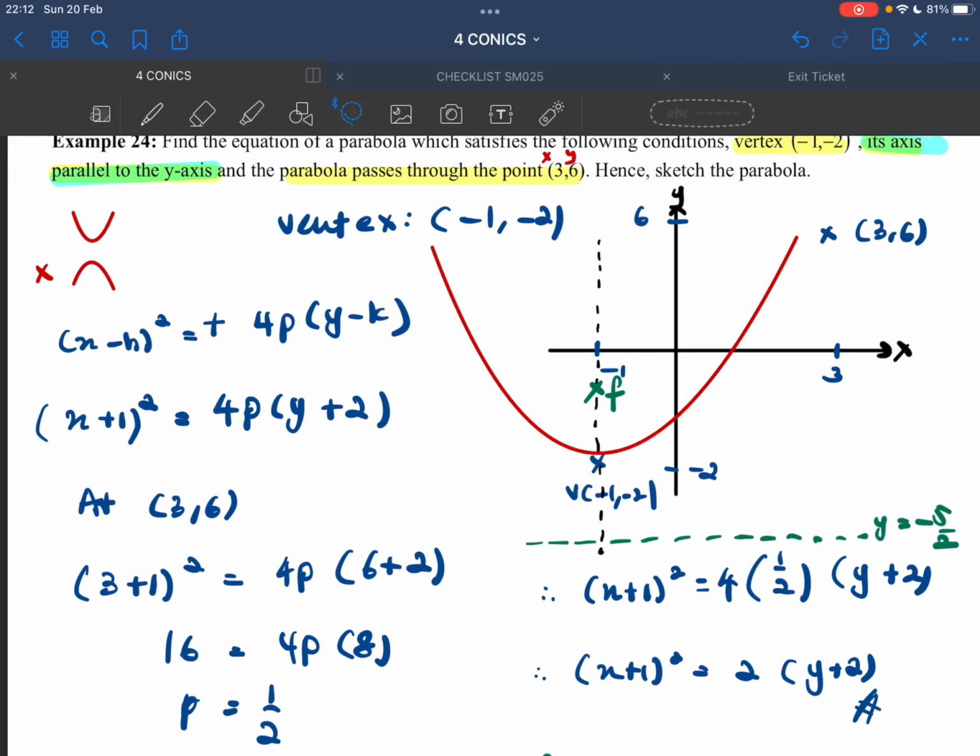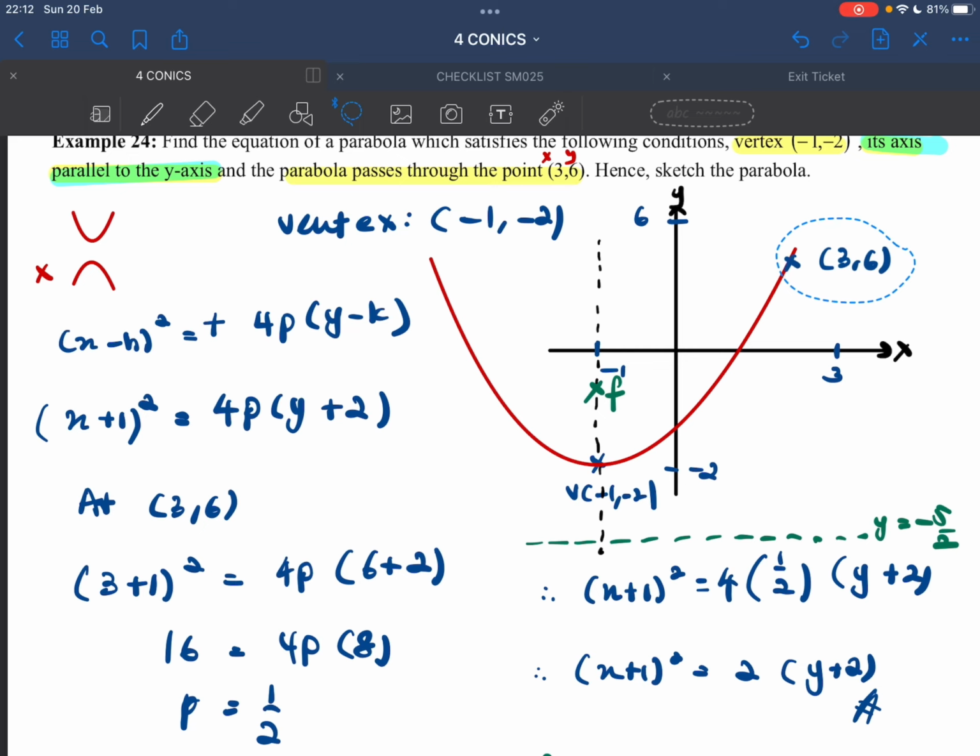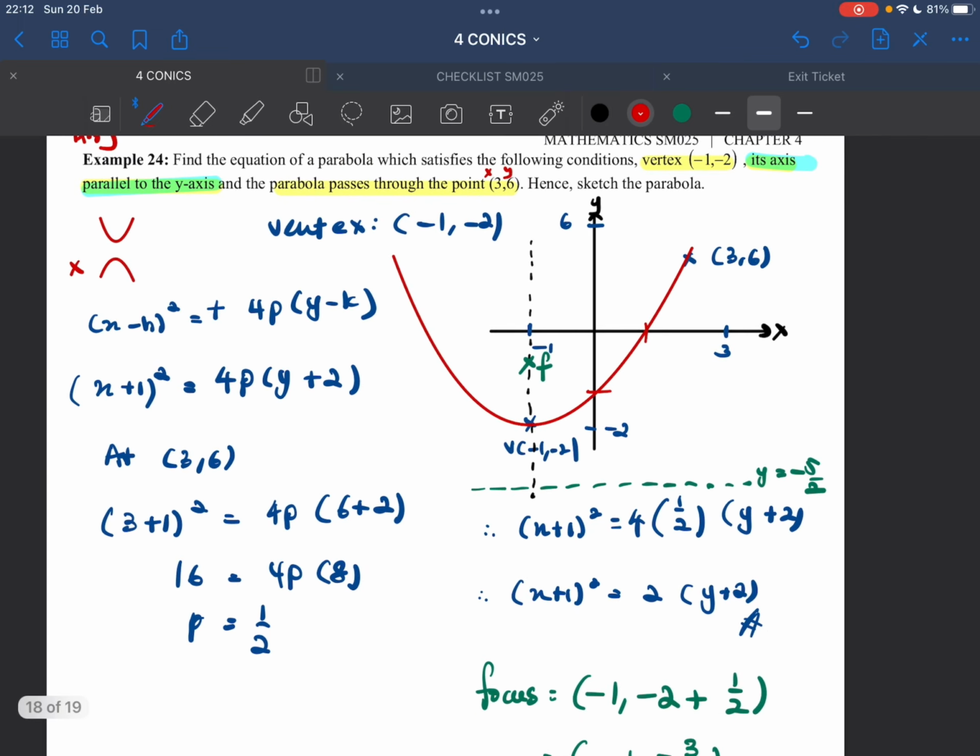Make sure it passes through the vertex and also passes through this point here. Let's move with this point right here. That's it, and make sure you find the coordinates of the x-intercept and the y-intercept here. So we have finished the parabola.